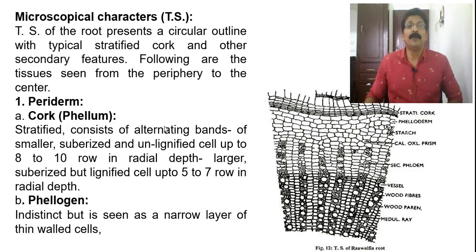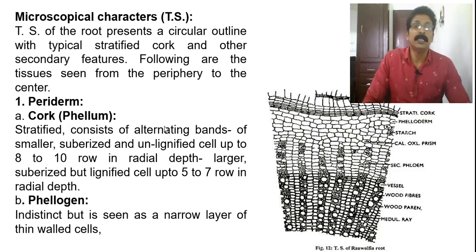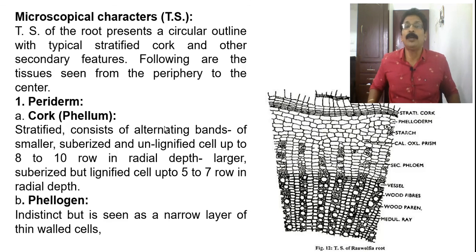The cork is stratified, and consists of alternating bands of smaller suberized and unlignified cells, up to 8 to 10 rows in radial depth, and larger suberized but lignified cells, up to 5 to 7 rows in radial depth. So that's what we can see in the cork cells. The next one is phloem cells, indistinct but seen as a narrow layer of thin-walled cells. You can see the phloem.